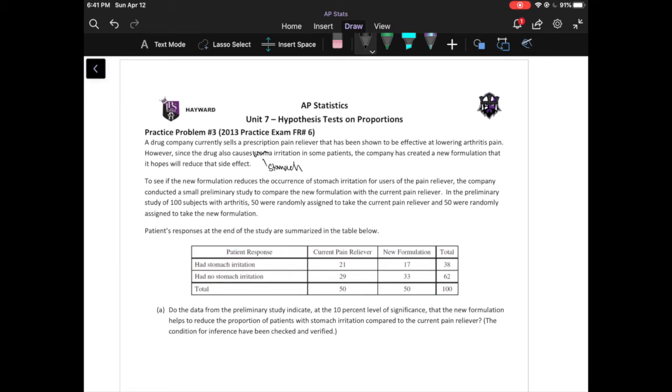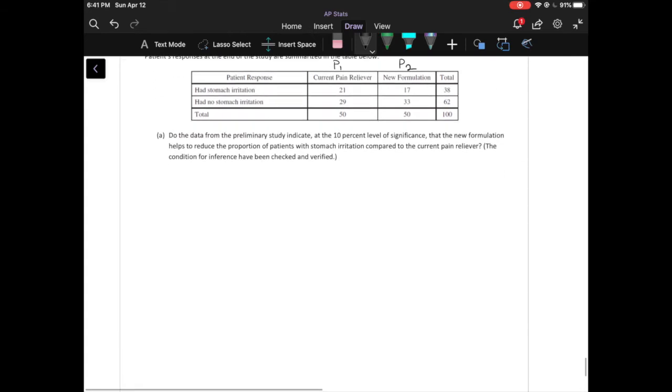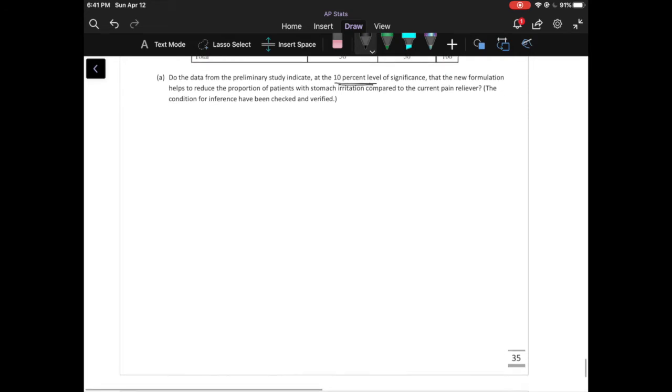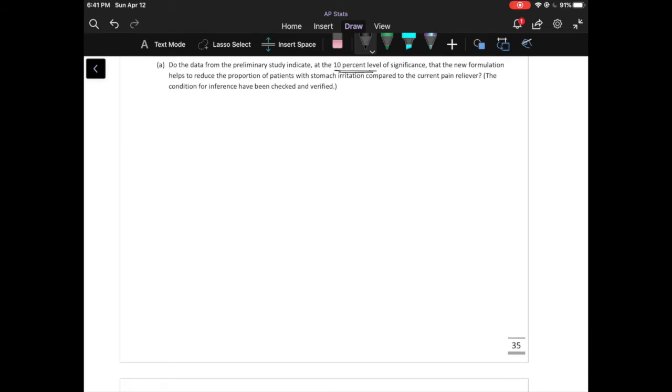So we're going to say that this one is P1, this one is P2. Part A says, do the data from the preliminary study indicate that at 10% level of significance, the new formulation helps to reduce the proportion of patients with stomach irritation compared to the current pain reliever? The conditions for inference have been checked and verified. So, since conditions are already checked and verified, I can skip that. So we're going to start with our parameters.